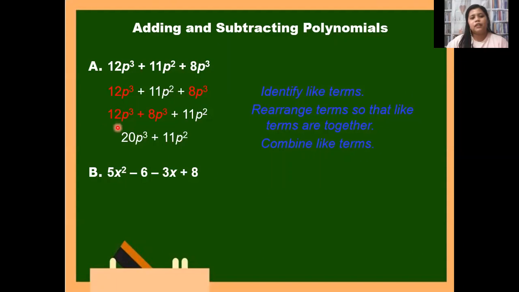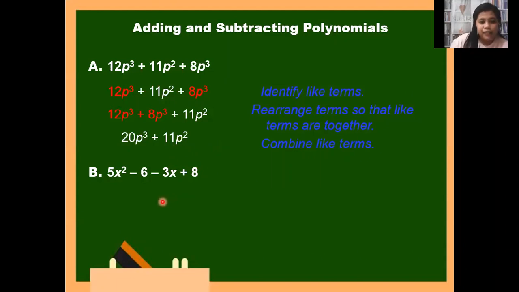Okay? And after combining the same terms, we will now bring down or just copy, of course, 11p squared to come up with our final answer. Since walang kaparehas, si 11p squared na term, stay still lang siya. Diyan pa rin siya. Hindi na siya magbabago. Therefore, the final answer of 12p cubed plus 11p squared plus 8p cubed is equal to 20p cubed plus 11p squared. I hope you got the idea of example number 1. So now let's proceed to example number 2.